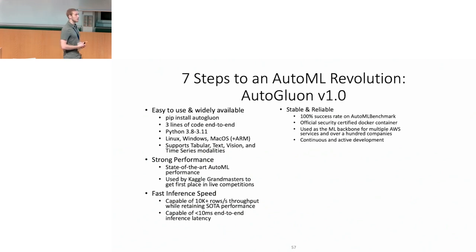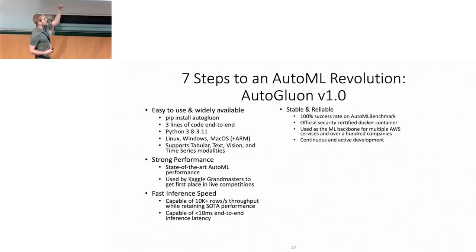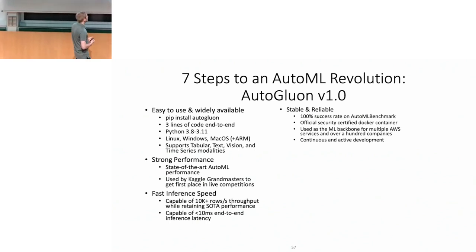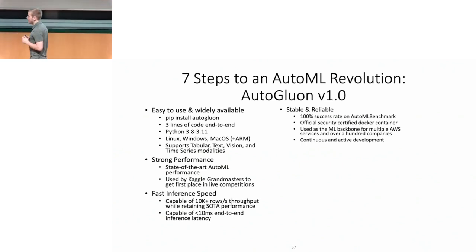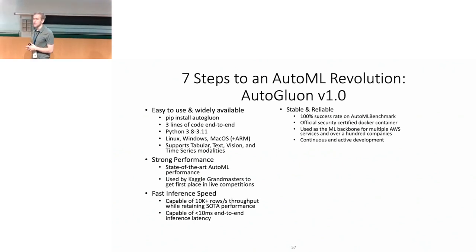And this is how people use AutoGluon in production. The back end of AutoGluon Cloud, the thing that gets spun up, is this security certified Docker container that is then able to train and infer with AutoGluon. And we also have continuous and active development. We have a team full-time at AWS of 12 people working on the AutoGluon project. Additionally, we have a variety of external contributors and partner teams that help us ensure that we continue to stay state-of-the-art and on top of any new developments.